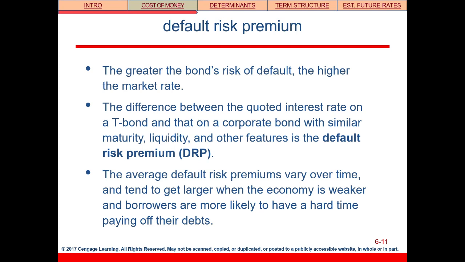The average default risk premiums vary over time and tend to get larger when the economy is weaker and borrowers are more likely to have a hard time paying off their debt. So in that case, people prefer the low risk securities, and in this case they will ask for more compensation for every little risk they take. That means the default risk premium is going to be higher.